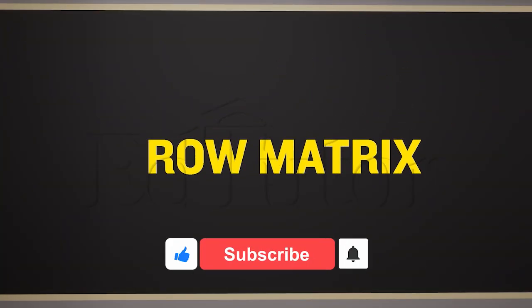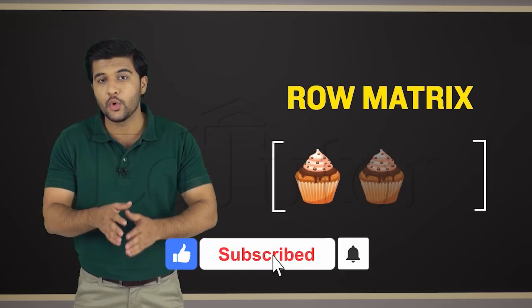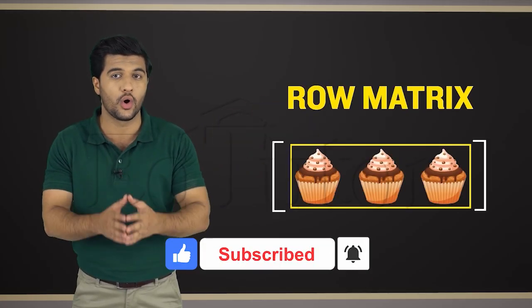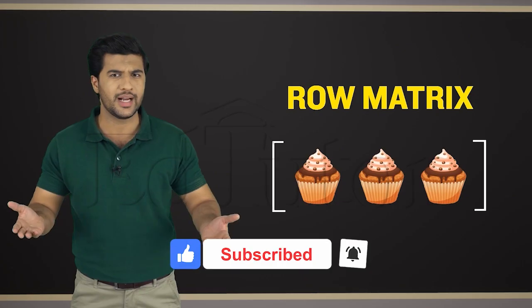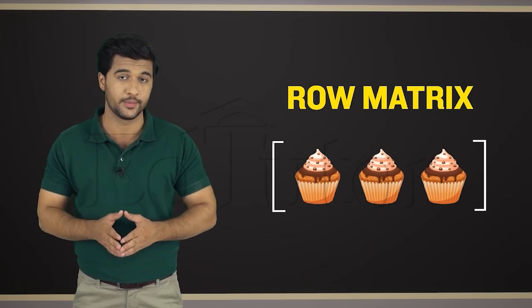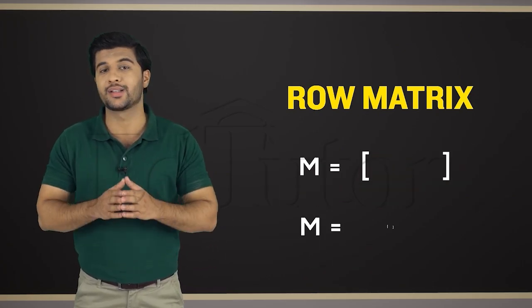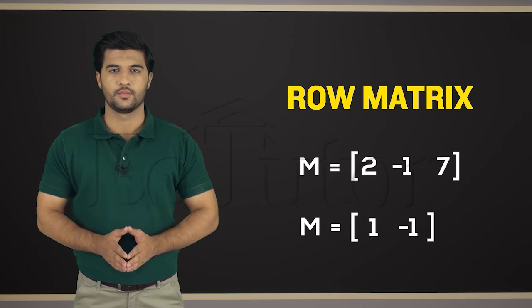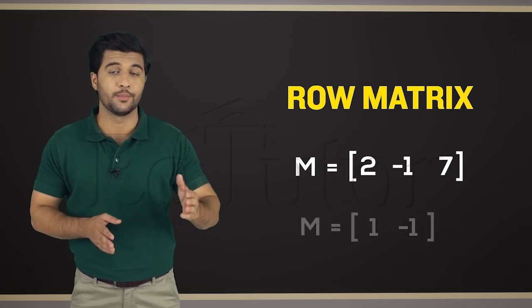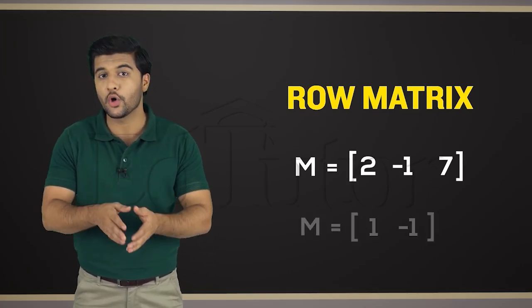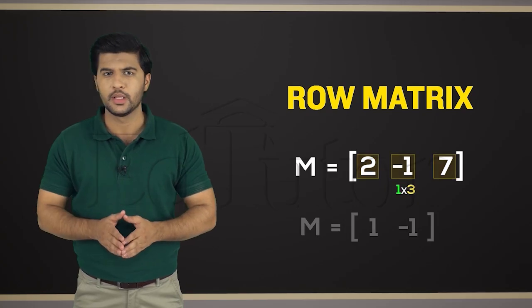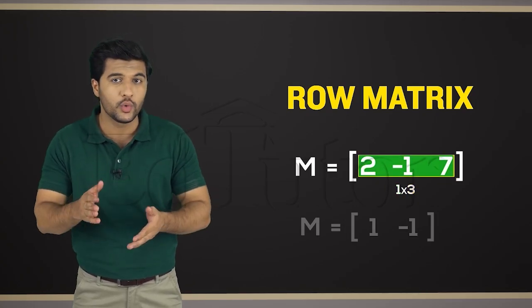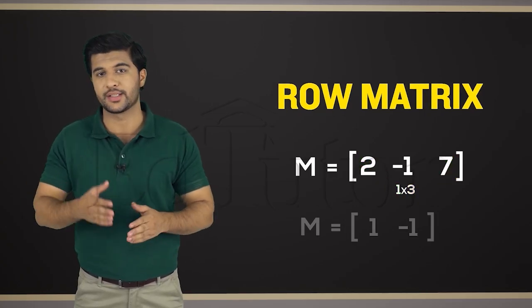Number 1. Let's start with the row matrix. A matrix with only a single row is called a row matrix. That's it. There's nothing more to it. Look at these 2 examples. We have a matrix M. It is a matrix of order 1 by 3. As it has just one row, it is a row matrix.